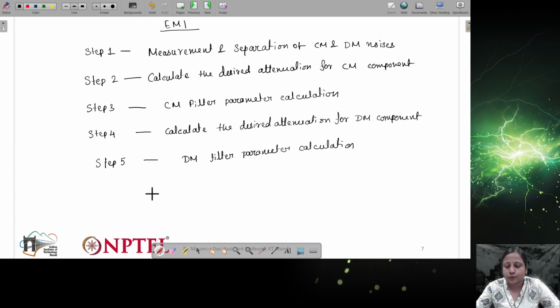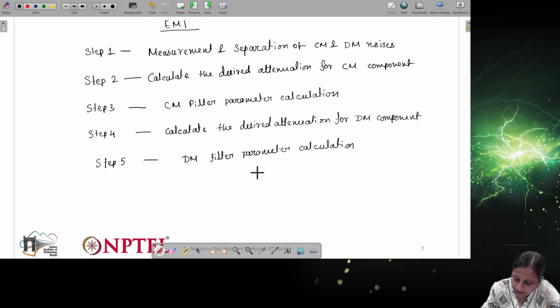Now in this process, by connecting the filter in the system, we have to see whether the noises are attenuated to the desired level or not. If it is not, then we have to follow the same procedure again: measure, and then see how much filter is required. Then we have to change the filter parameter value and check again. And then end. So these are the 5 steps. This is for the DM part, and this is for the CM part.